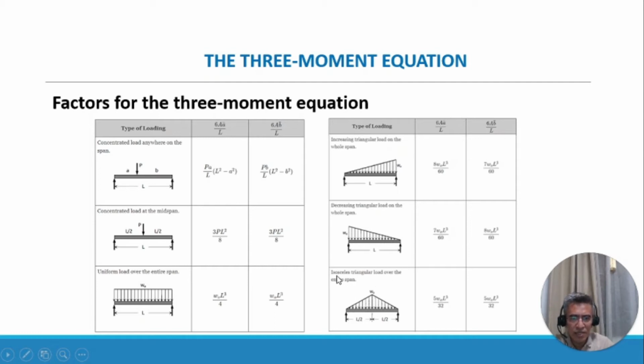And for the isosceles triangular load over the entire span, wherein the highest value for load W is at the midspan, the formula for 6A A bar all over L is equal to 5WL cube all over 32. Also, for 6A times B bar over L, the value is 5WL cube all over 32.